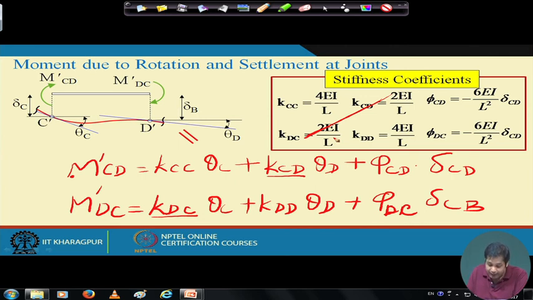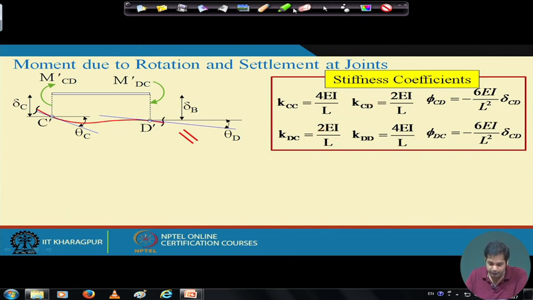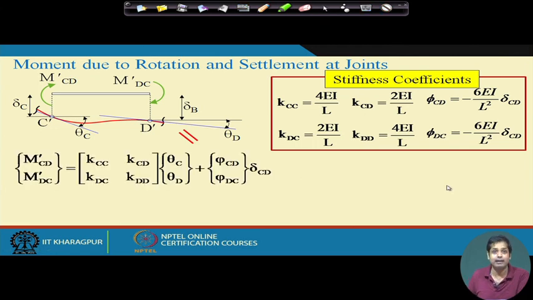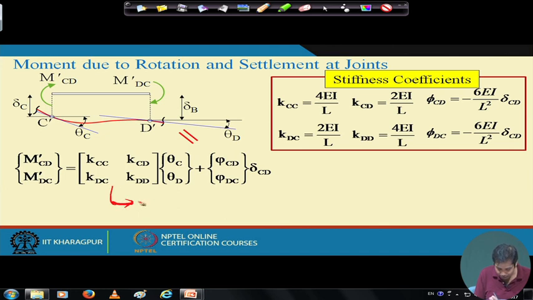Now, if we write that in matrix form, we have a matrix like this, the same expression but written in matrix form. This is the stiffness matrix for segment CD. Please note, this is for CD, and a similar stiffness matrix can be written for different members. When you are calculating these stiffness matrices for different members, for instance, the coefficient KCC is 4EI by L.